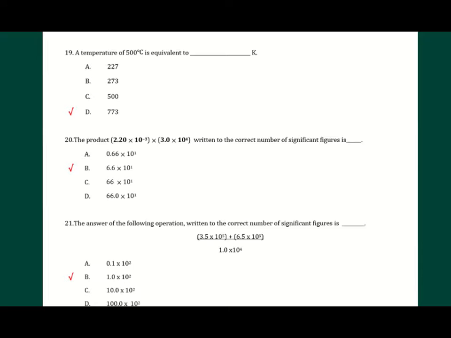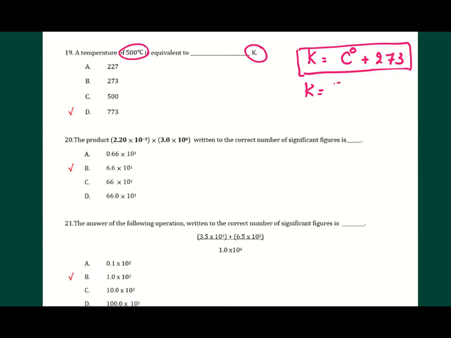Temperature 500 Celsius is equivalent to how many kelvins? Remember that the temperature in Kelvin equals Celsius plus 273. So use this to calculate your units. To change 500 Celsius, we add 273, so the value equals 773 kelvins.